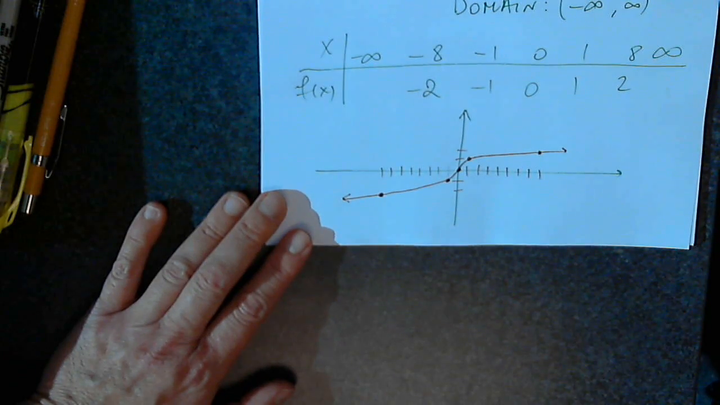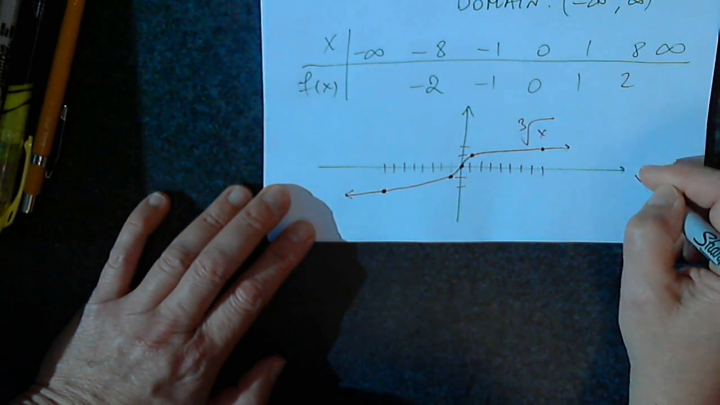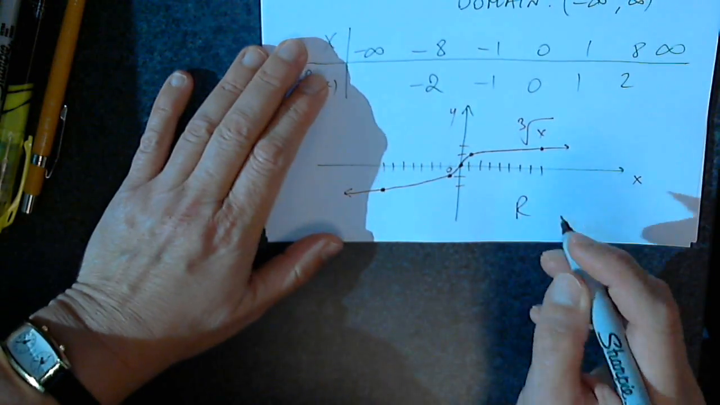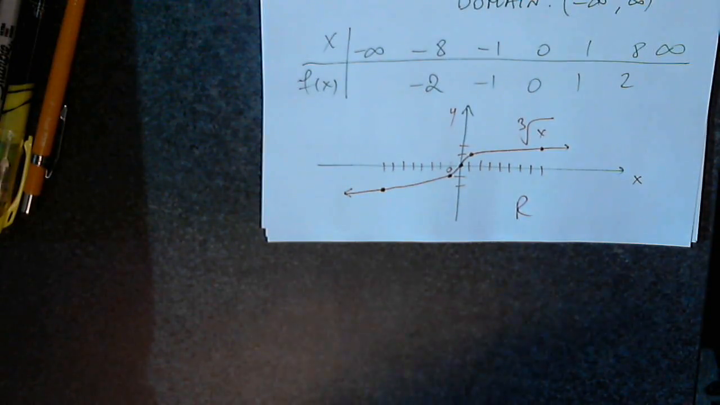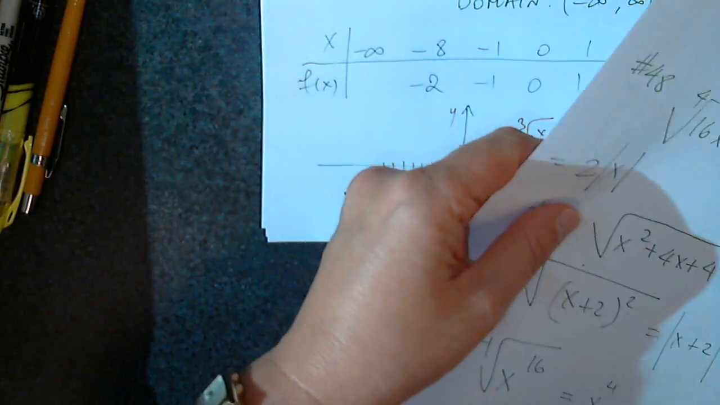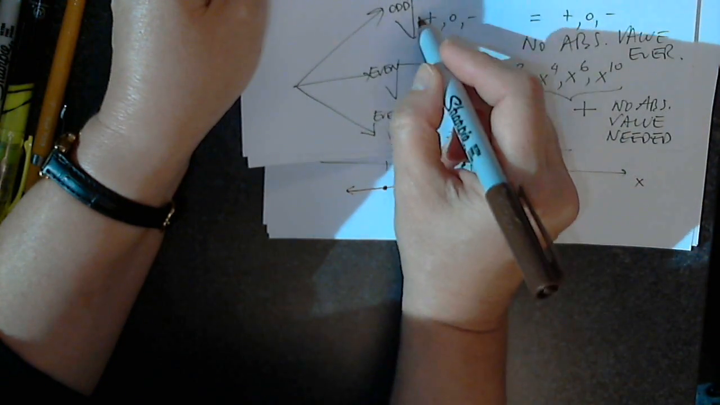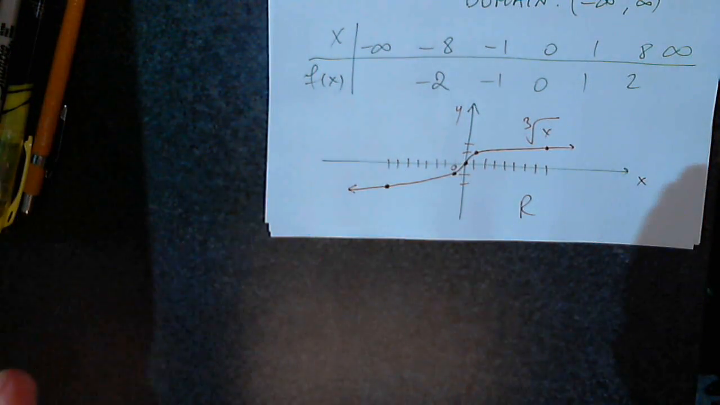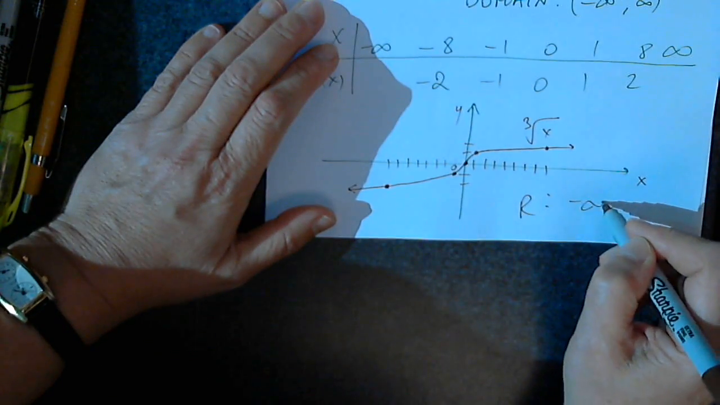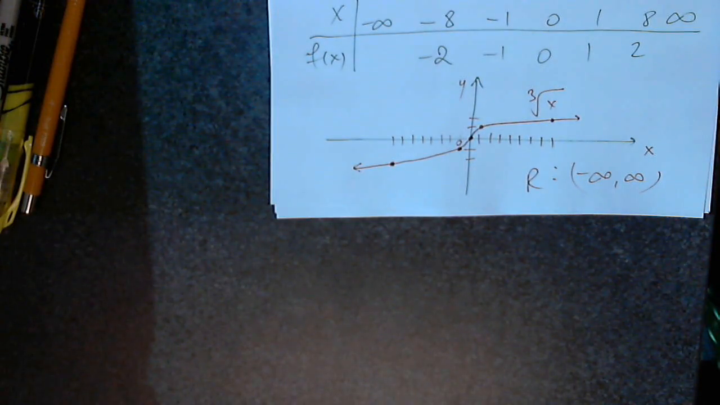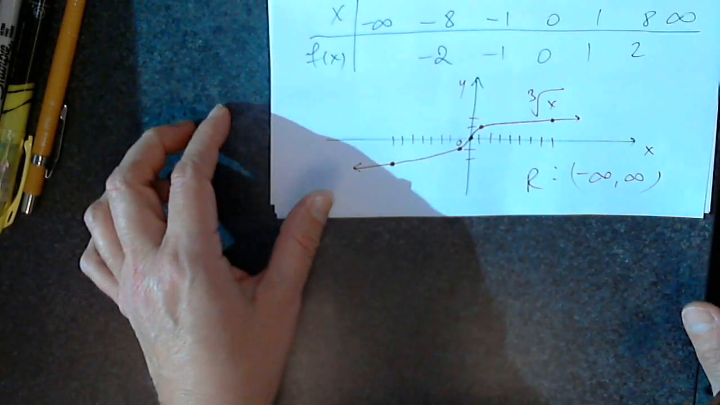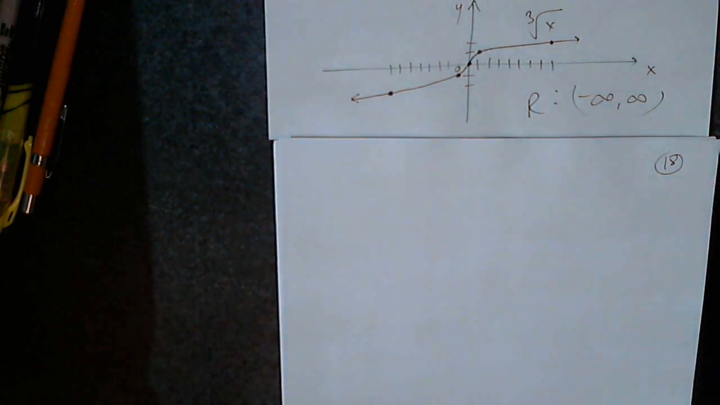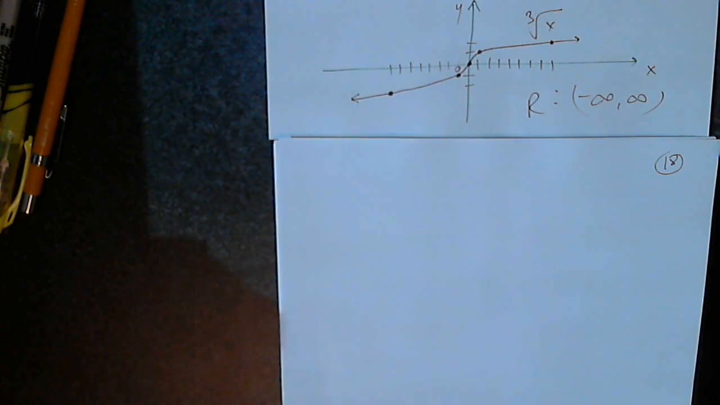It's not a straight line. So this is the cube root of x. Can anyone give us the range? Before you say anything, you know that this is the domain, and you know that this is the range. Right. All real numbers. So now we know how to graph the cube root of x. Any questions?